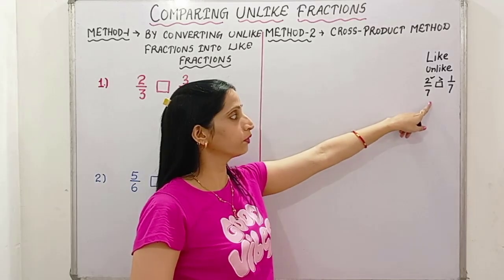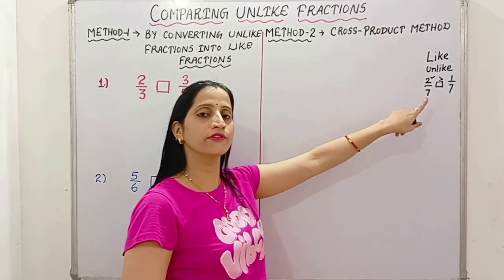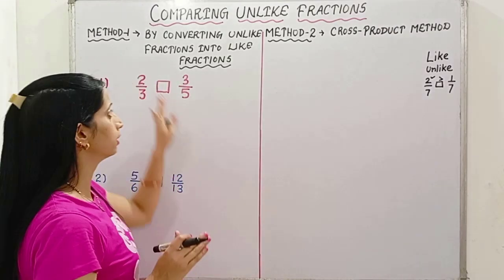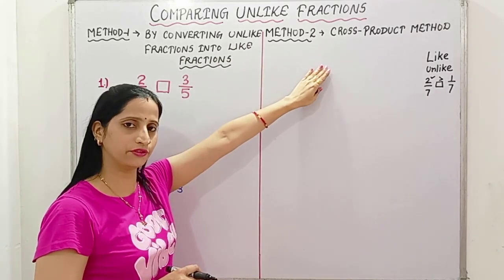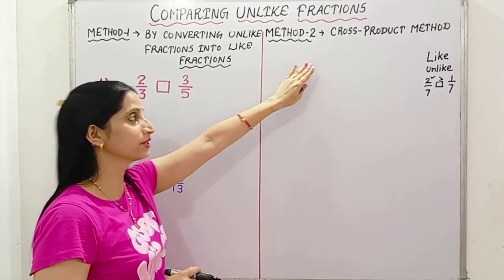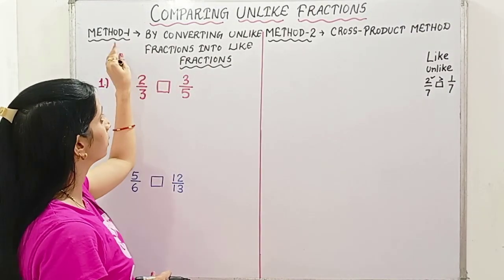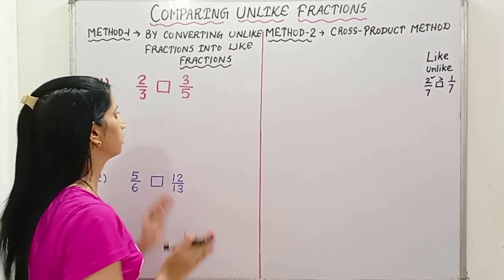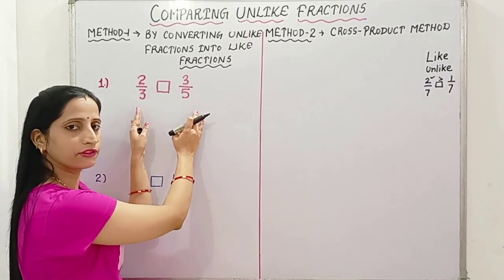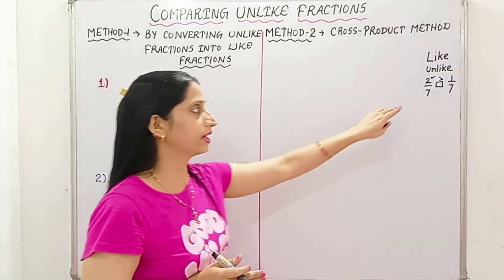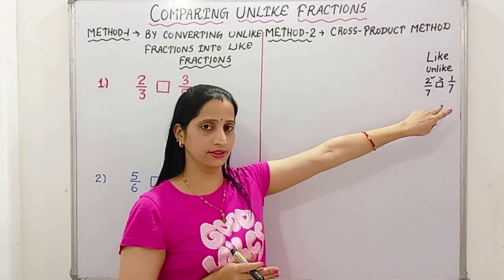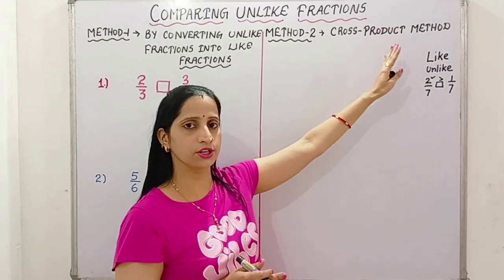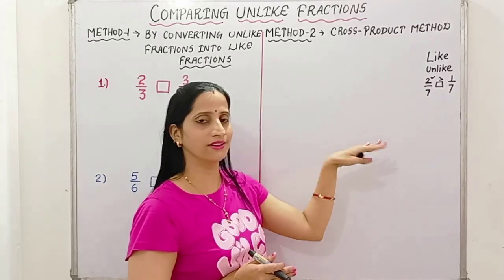But what about when the denominators are not same? When the given fractions are unlike fractions, what will we do? That time we have to use these two methods. We can use any one of them, whichever you find easier. Okay, so let's begin from the first one, converting unlike fractions into like fractions. The first method is to convert the given unlike fractions into like fractions, and then we can easily compare as we compared here. And the second method is known as the cross product method, or you can say the cross multiplication method, and the rest you will learn when we do it.